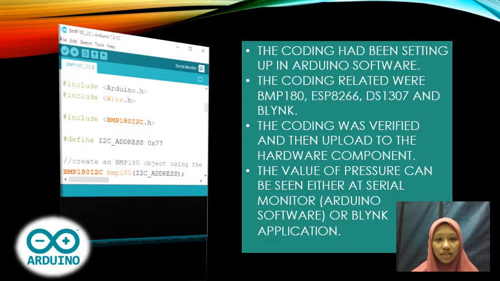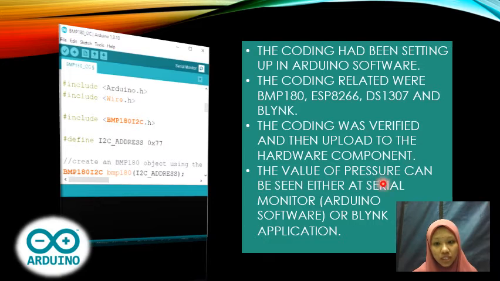Okay, this is for the software component. The coding had been set up in the Arduino software. The coding related were BMP180, ESP8266, which covered the NodeMCU, DS1307 for the data logger, and Blynk for the Blynk application. So the coding was verified and then uploaded to the hardware component.